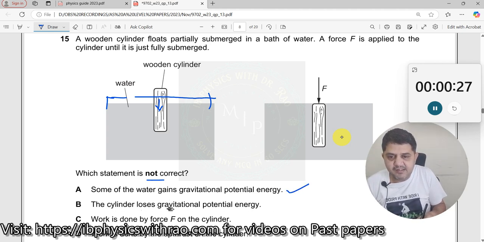The cylinder loses gravitational potential energy. Does it lose gravitational potential energy? Yes, of course. This is also correct.